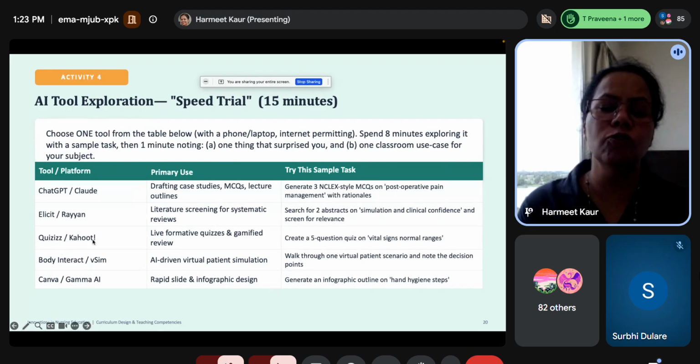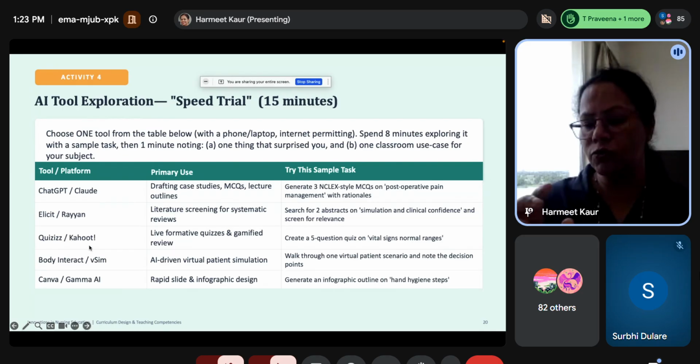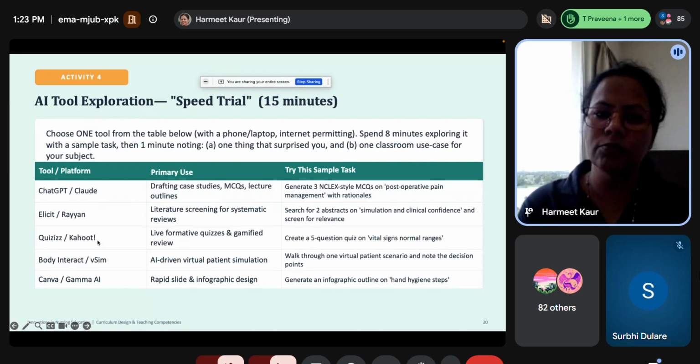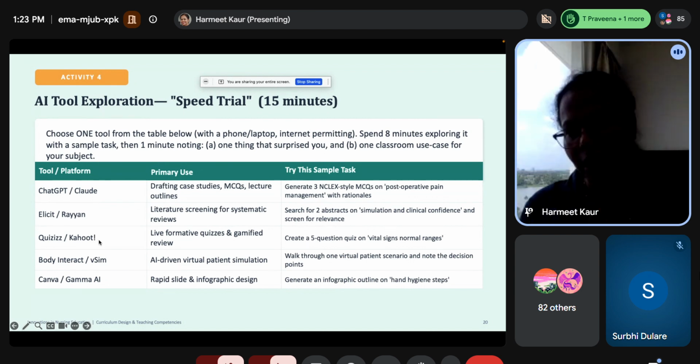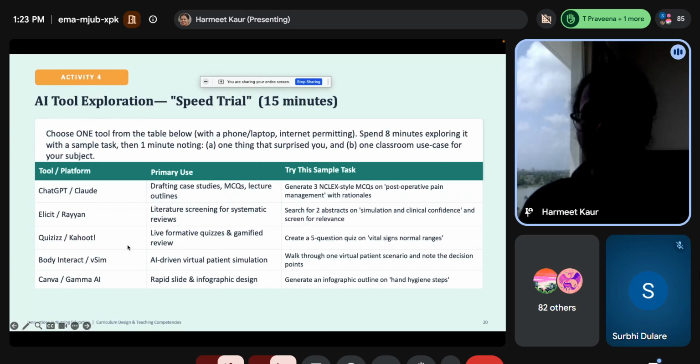And I'm sure many of you might be using quizzes or Kahoot. Like today, I'm using Slido. We can use quizzes, Kahoot, or even Slido, which can give you gamification and quizzes, which can help in better engagement of the students.